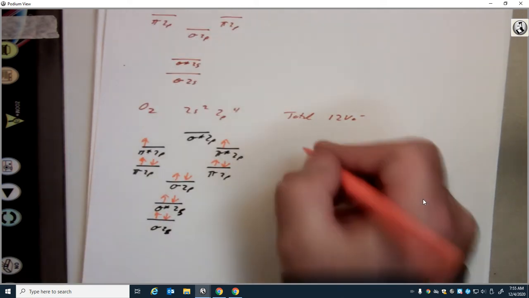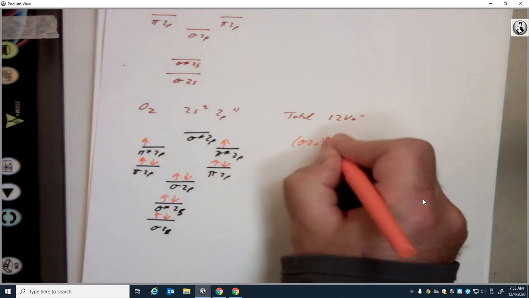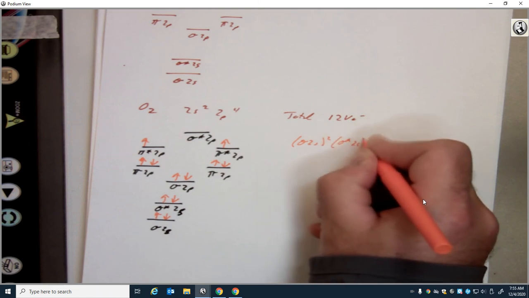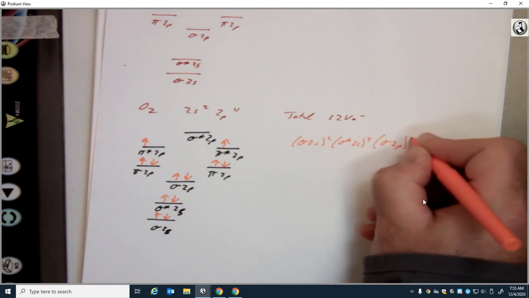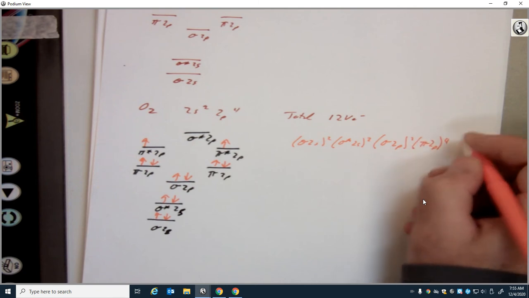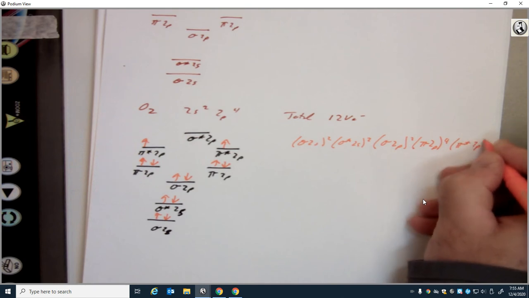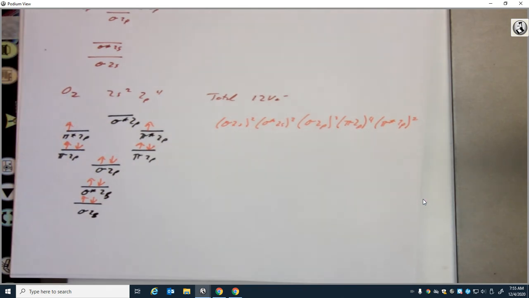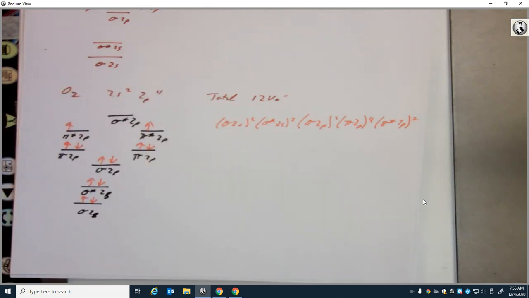Electron configuration would be sigma 2s2, anti-sigma 2s2, sigma 2p2, pi 2p4, anti-pi 2p2. So that would be my molecular configuration. This is what happens when we overlap them and form diatomic oxygen.